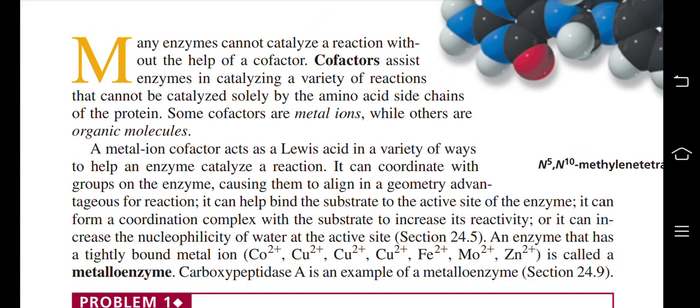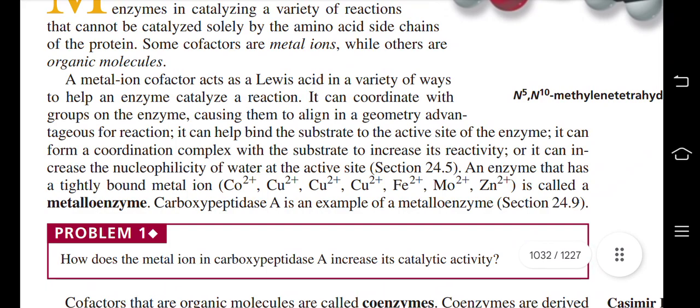A metal ion cofactor acts as a Lewis acid in a variety of ways to help an enzyme catalyze a reaction. It can coordinate with groups on the enzyme, causing them to align in a geometry advantageous for reaction. It can help bind the substrate to the active site of the enzyme. It can form a coordination complex with the substrate to increase its reactivity, or it can increase the nucleophilicity of water at the active site.